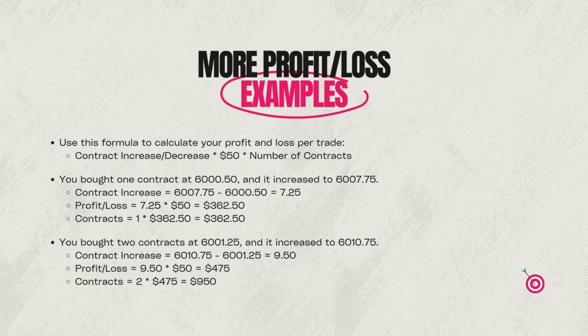Let's look at another example where you bought two contracts. You started at 6,001.25. It increased to 6,010.75.